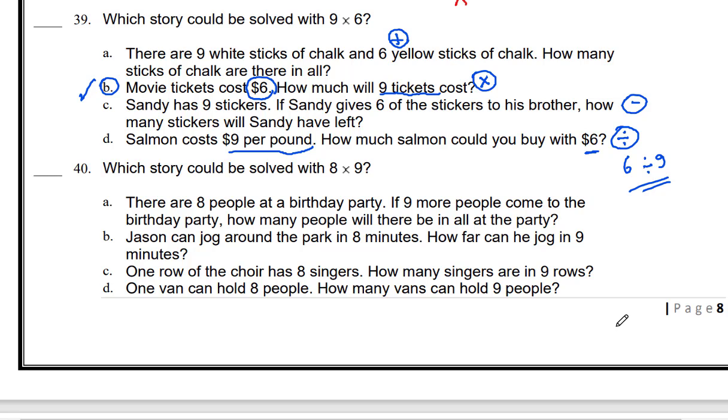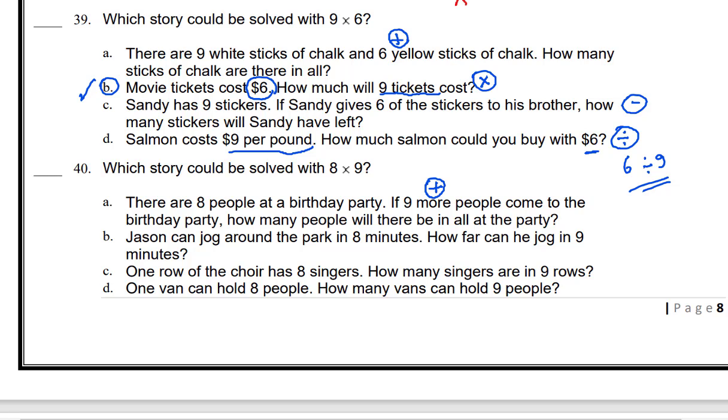Question 40. Which story could be solved with 8 multiplied by 9? Choice A. There are 8 people at a birthday party. If 9 more people come to the birthday party, how many people will there be in all at the party? This is addition, not multiplication. Excellent. Great. The next one.